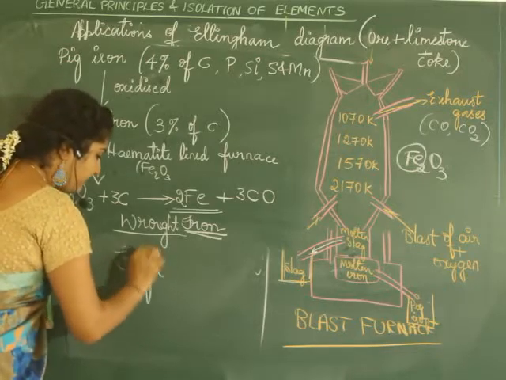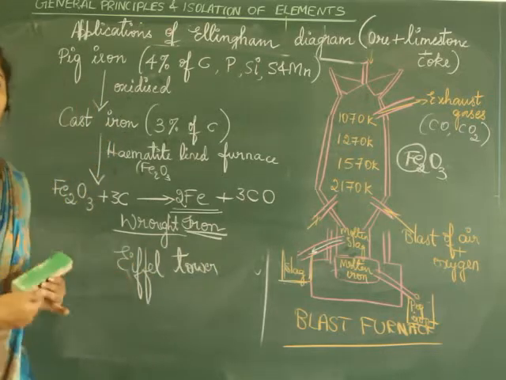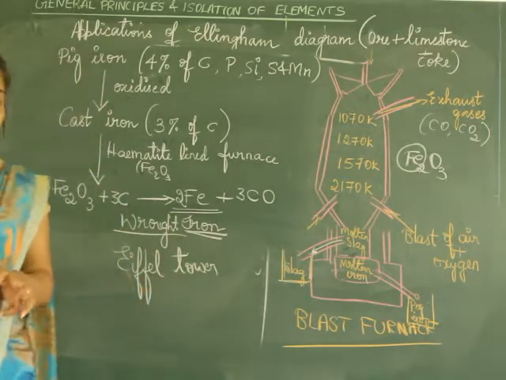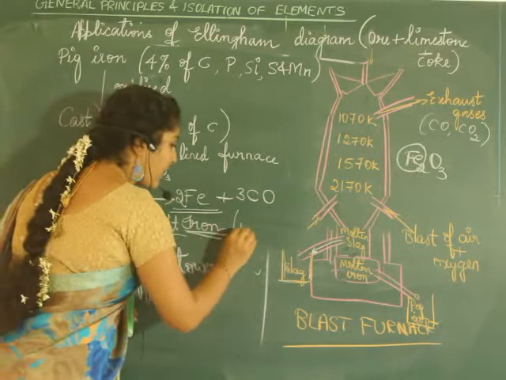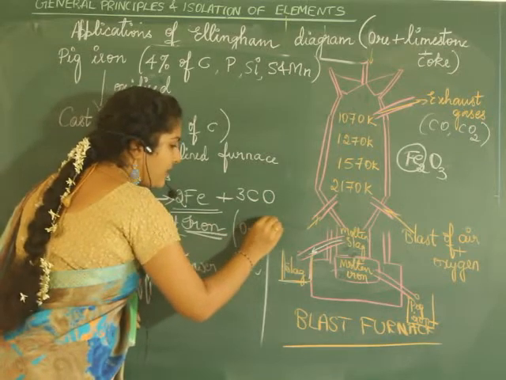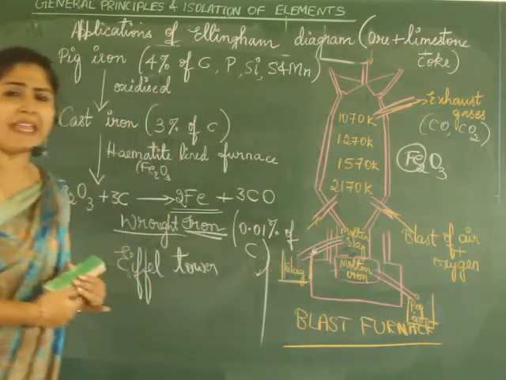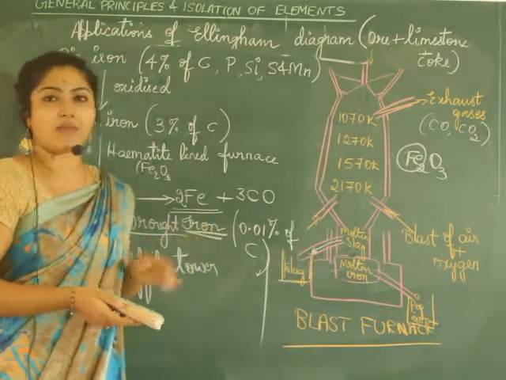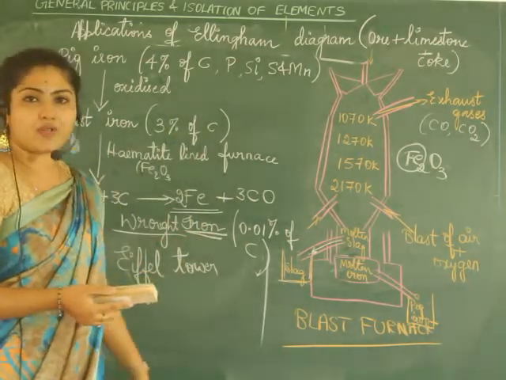Eiffel Tower. This Eiffel Tower was constructed using this form of iron. So here ends the extraction of iron. And this wrought iron which you get has 0.01% of carbon, a very minute, negligible amount of carbon. So this is the extraction of iron.